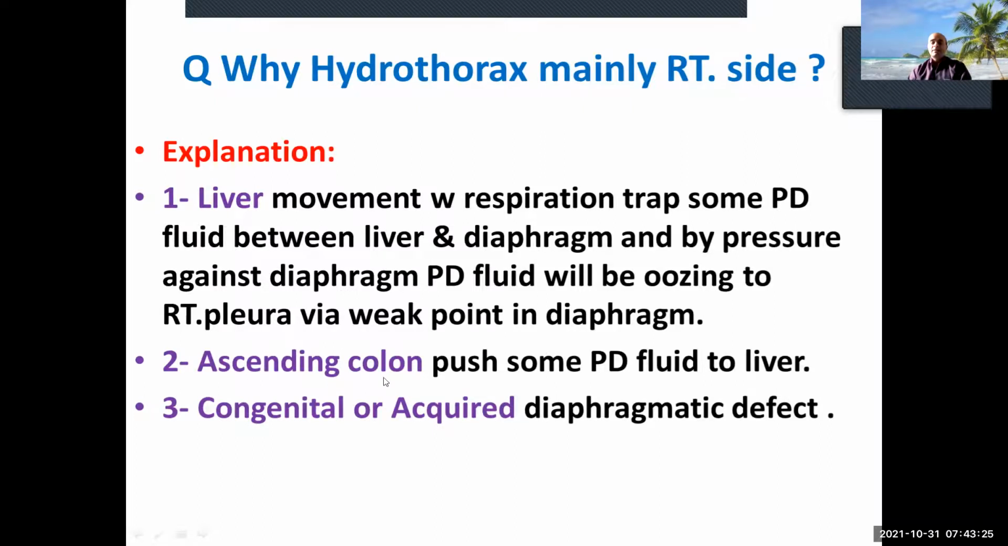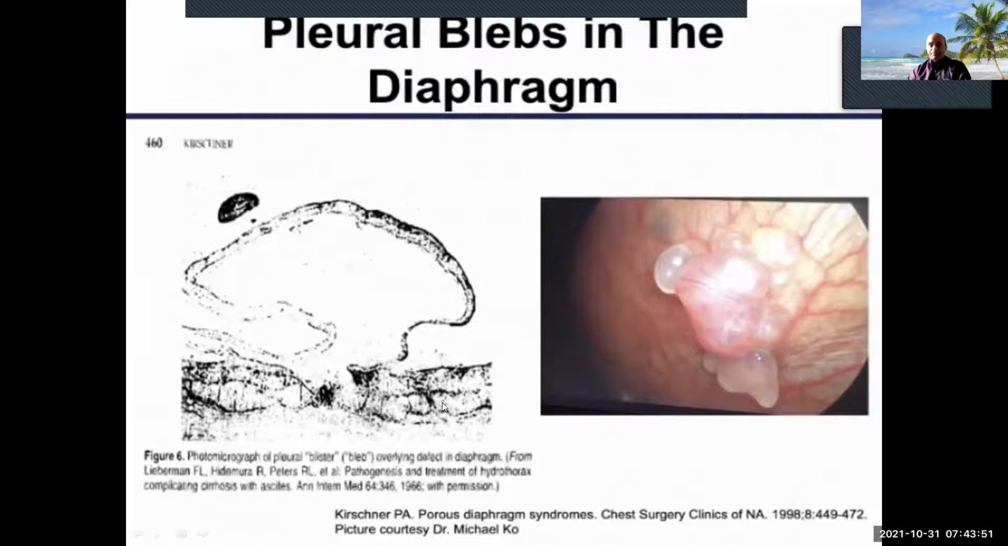The second issue is that the ascending colon pushes some PD fluid toward the liver, and the liver continues to increase the intra-abdominal pressure on the fluid between the liver and the diaphragm. Another explanation is a congenital or acquired diaphragmatic defect. This is the main explanation of why it is more common on the right side than the left side.